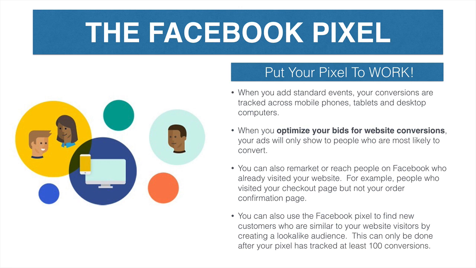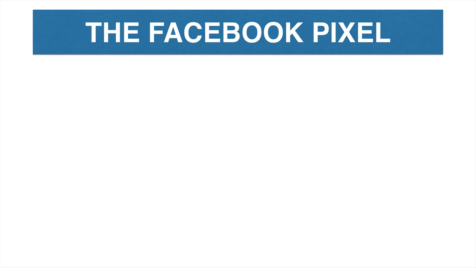So you can also use the Facebook pixel to find new customers who are similar to your website visitors by creating what's called a look-alike audience. I have a lot of training in this course about look-alike audiences, so you'll learn a lot more about them. One thing you should know though is look-alike audiences can only be created after your pixel has tracked at least 100 conversions, okay? So before you can leverage the power of look-alike audiences, you need to have at least 100 visitors or conversions.